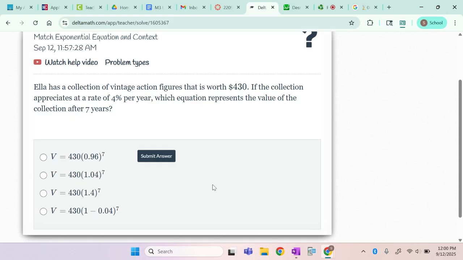Now, the hardest part with these is deciding which one to use and putting everything in its proper place. So, based off of what this says, do you think we're going to use a growth or decay function? Growth. Why?